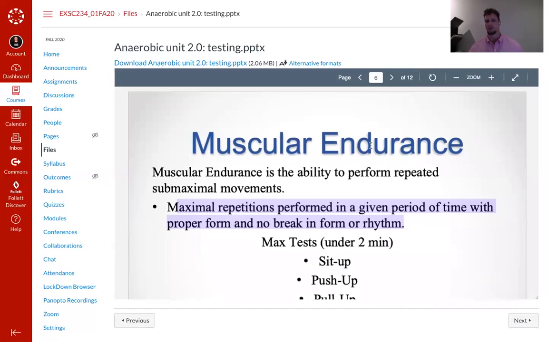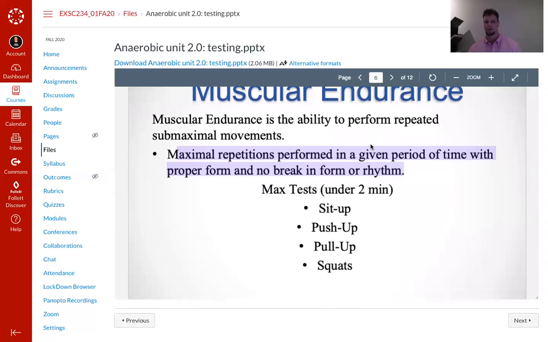Muscular endurance is the ability to perform repeated submaximal movements. So we have maximal weight one time, and multiple reps or multiple movements at submaximal weight is endurance. Maximal repetitions performed in a given period of time with proper form and no break in form or rhythm. Common tests are sit-ups, push-ups, pull-ups, and squats, typically all under 2 minutes because we are talking about the anaerobic energy system. This is something that the government uses quite frequently for their fitness tests. Again, when I was in the Army, we used 2 minutes of max sit-ups, 2 minutes of max push-ups, and then a 2-mile run as fast as you could, measuring your anaerobic endurance or your muscular endurance of different muscles.